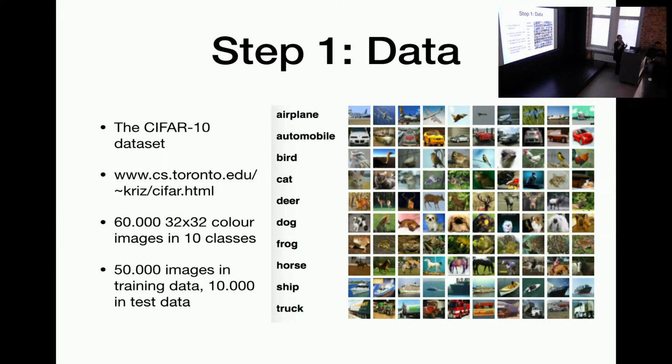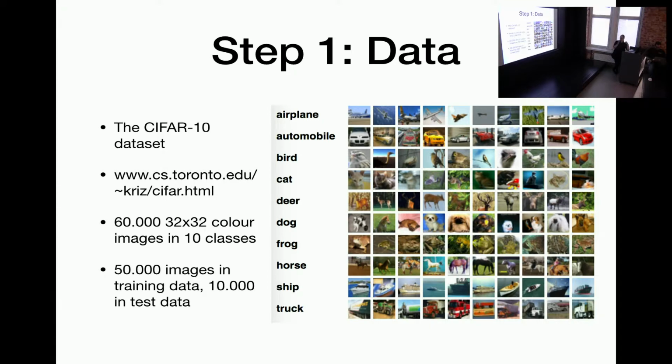So, step one, get some data. So we need images of cats and sheep. And getting the data is actually often the most difficult step in implementing a machine learning system. Because, for example, here we're going to need images where we know the label. So someone has to do that manually.